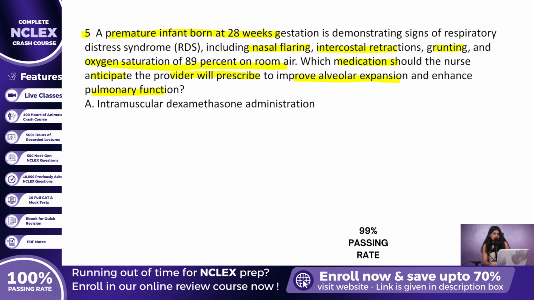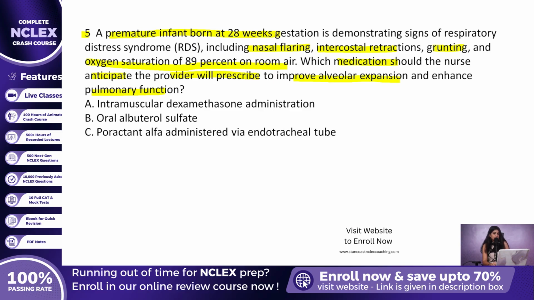Option A, intramuscular dexamethasone administration. Option B, oral albuterol sulfate. Option C, poractant alpha, administered via endotracheal tube. Option D, intravenous aminophylline loading dose.